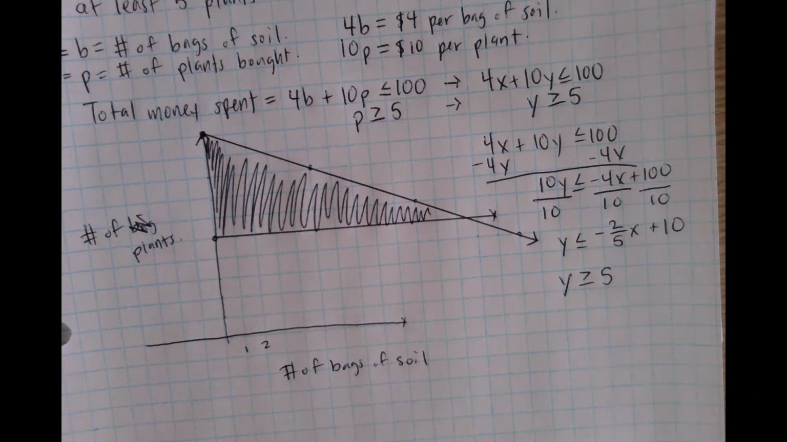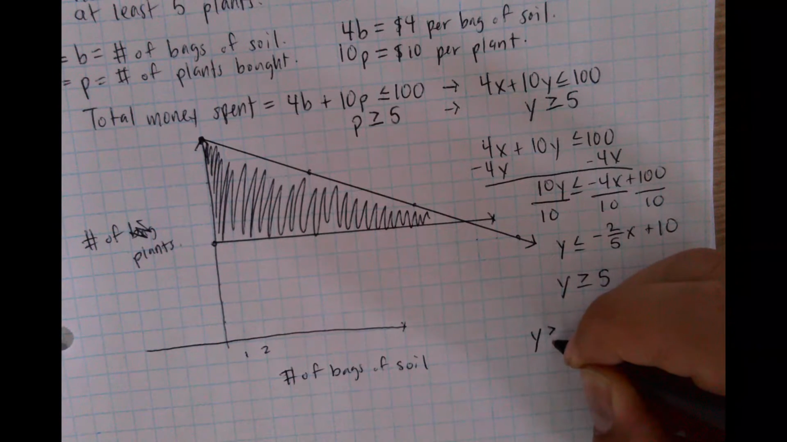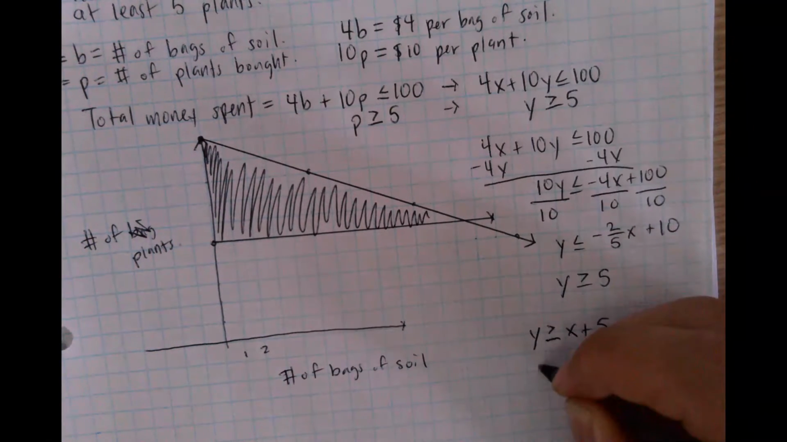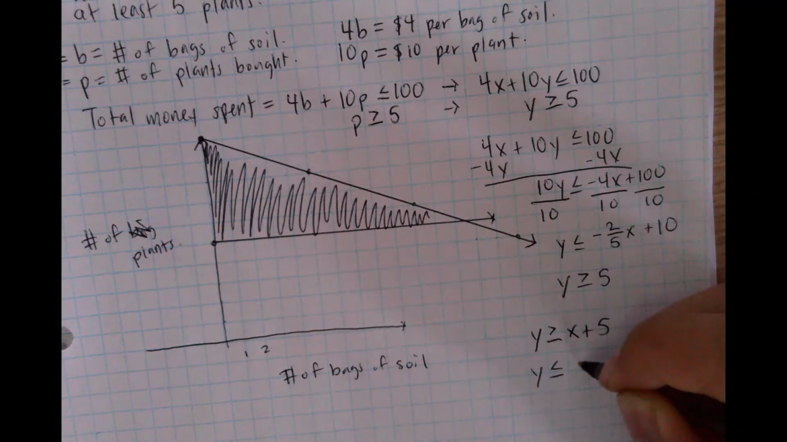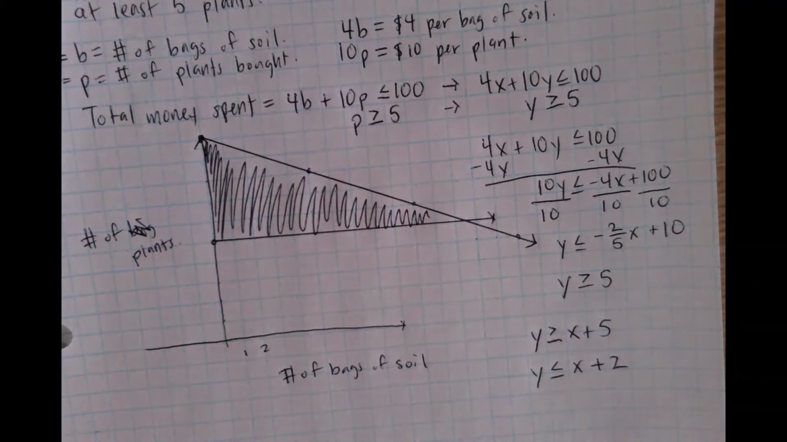An example could be if they are parallel, and one is shading above and one is shading below. But how would you get it parallel? They would have the same slope. As an example, if you had y is greater than or equal to x plus 5, and then y is less than or equal to x plus 2, in this case there would be no solution.